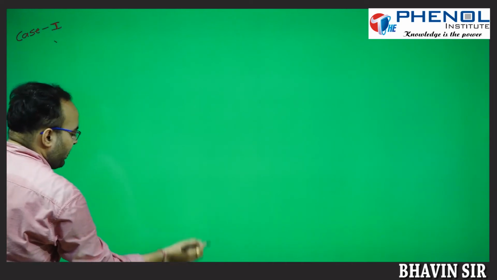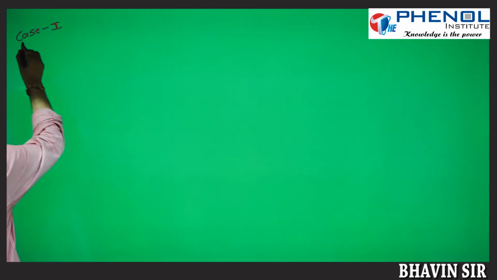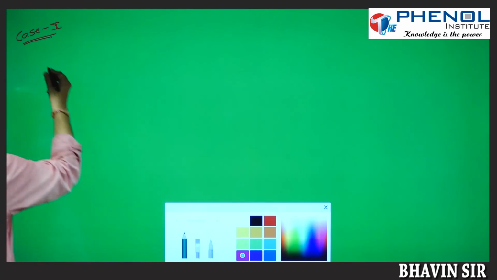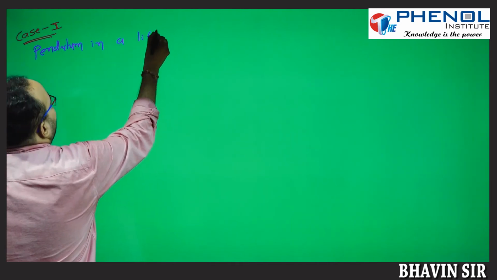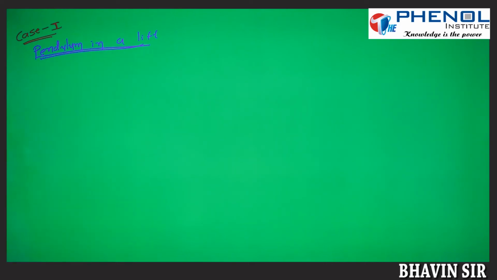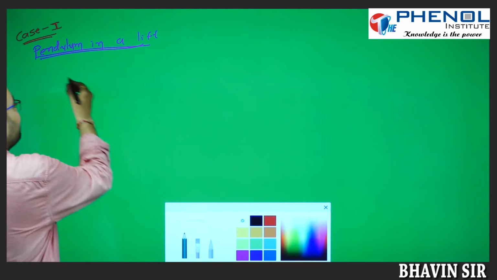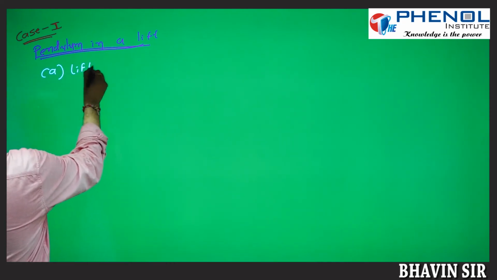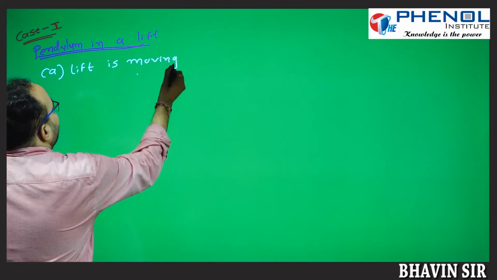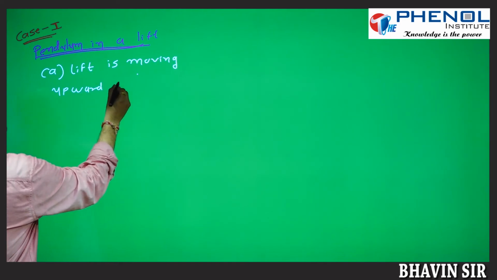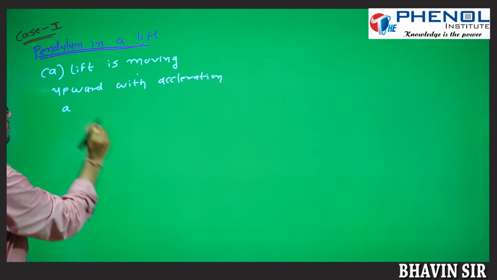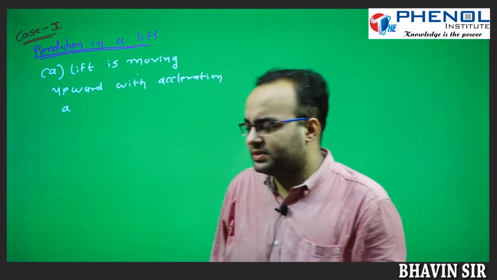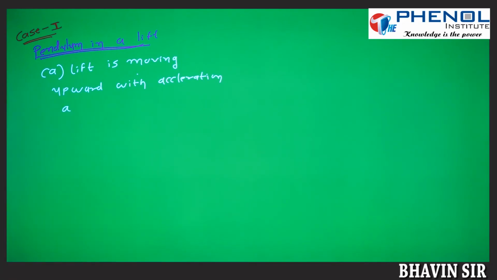Case 1. Simple pendulum in a lift. So in this case, there will be cases inside it as well. First case: lift is moving upward with acceleration a.